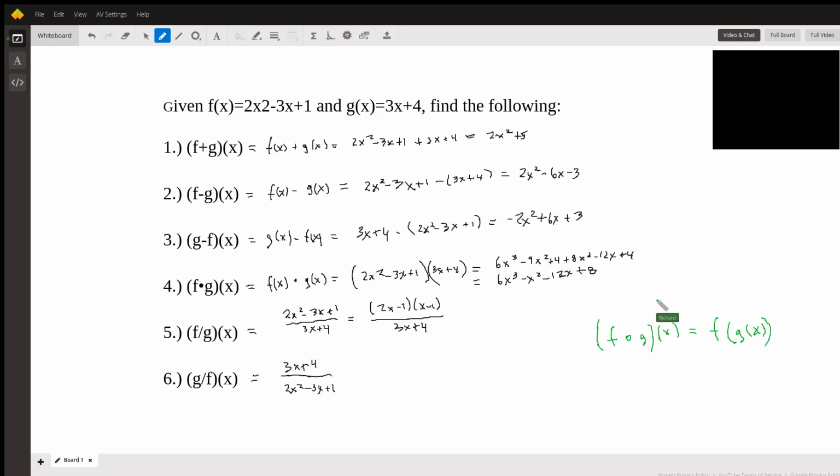These are called composite functions. And these are more difficult than the rest of them here. This is just addition, subtraction, multiplication, and division. This is a more complicated combination of functions.